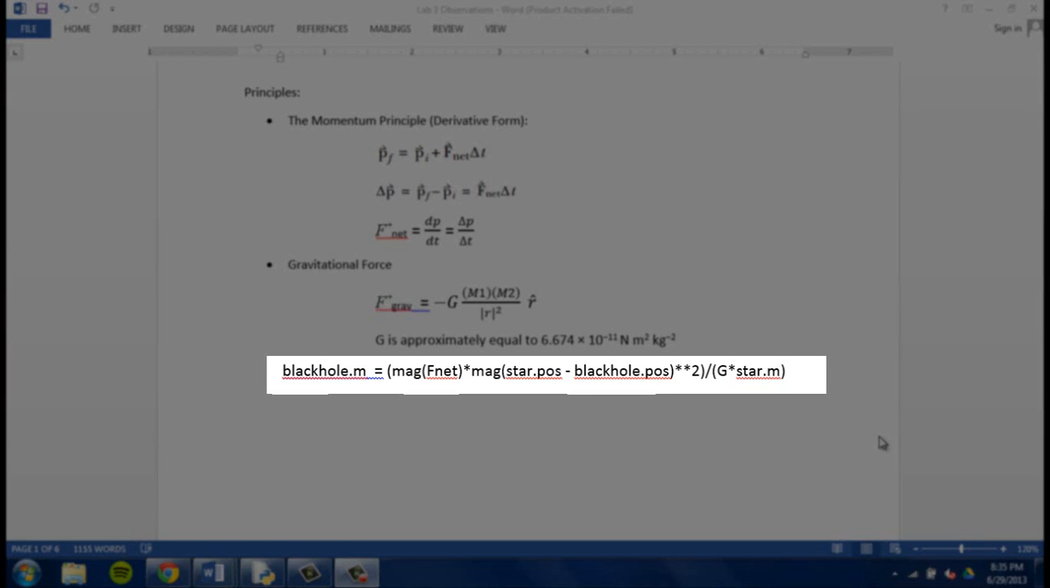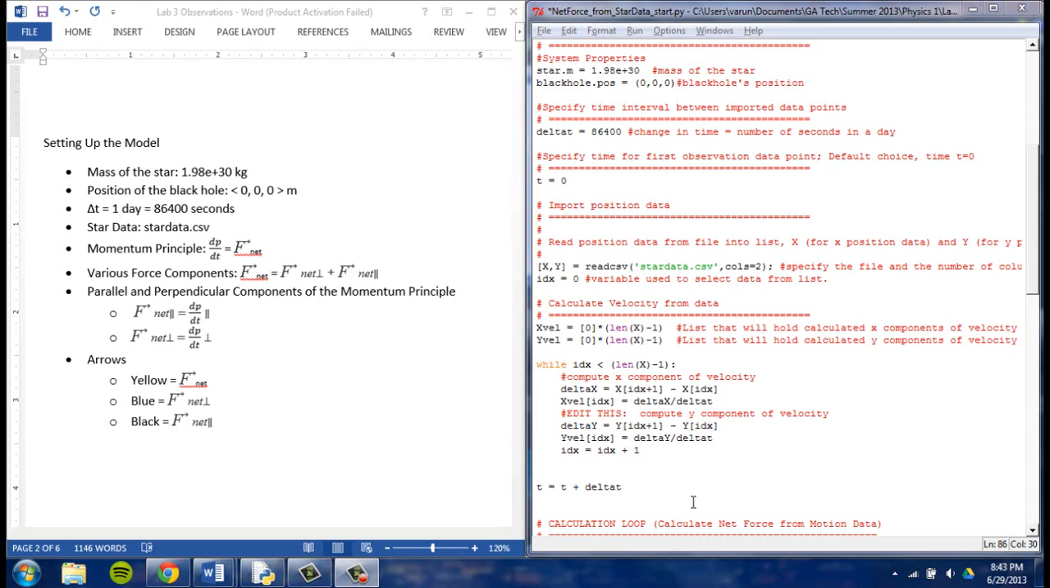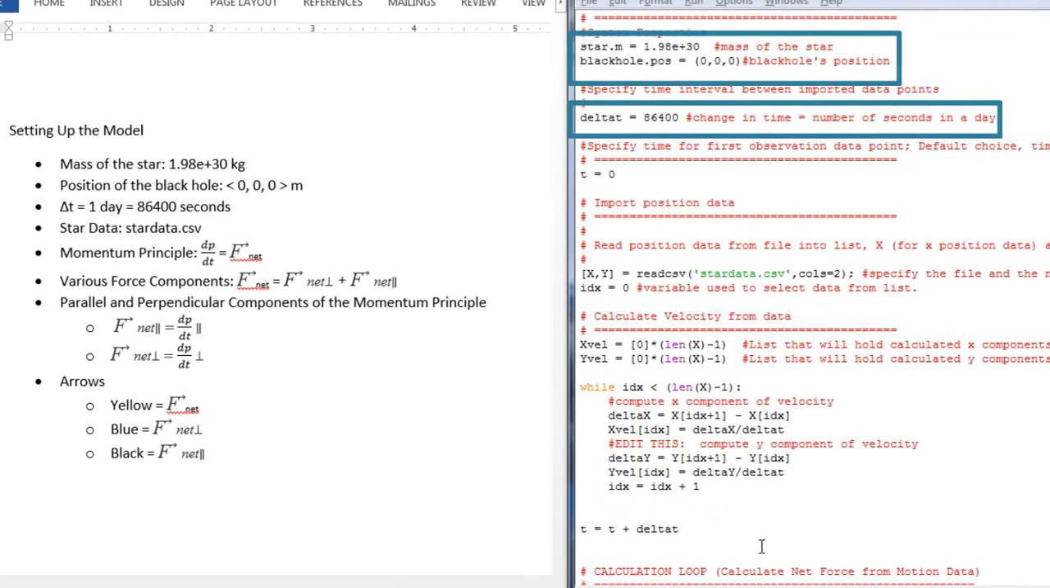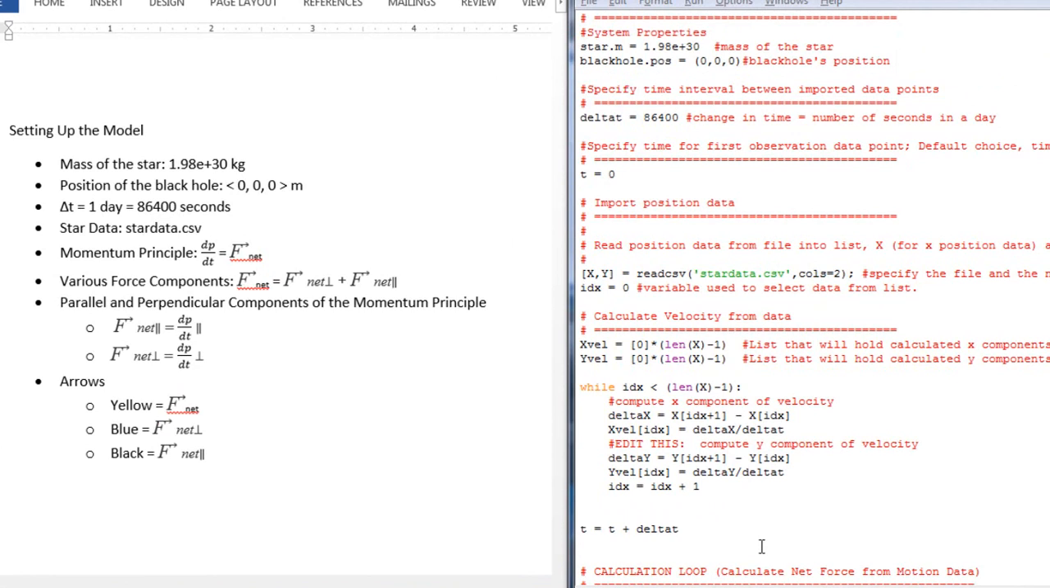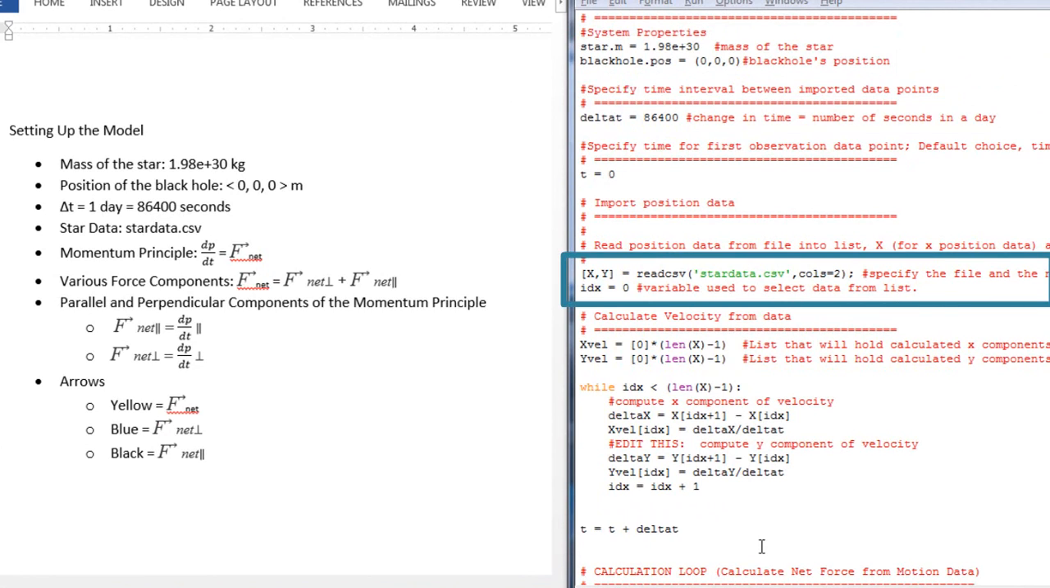This is how the gravitational force equation will be used in the code and will be discussed later on in the video. We were given important information to come up with a model and code. Here in the code, we have the star's mass, the black hole's location, and the change in time, which were all provided for us. Here's the star data that was inputted into the code via the CSV file that was provided.